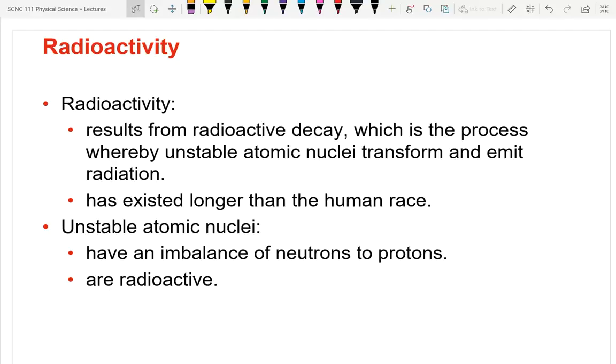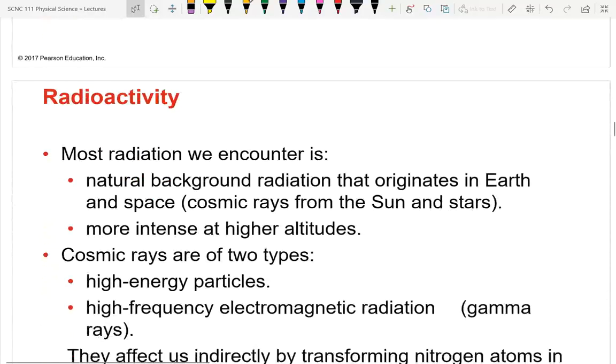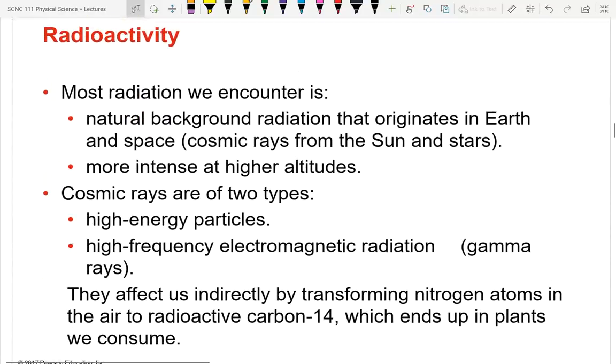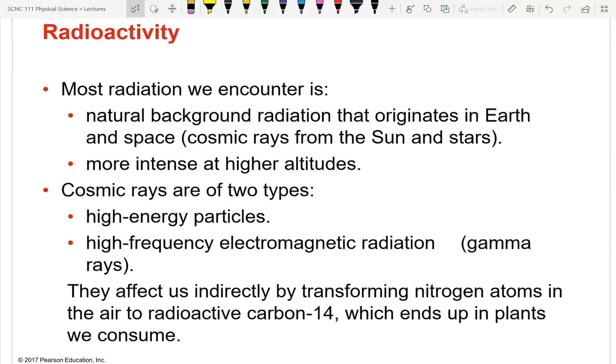So, what makes a nucleus unstable? We'll go back to the shell theory. I don't think I have this. Yeah, I don't have it here. But I'm going to talk about the shell theory. So it's not in the slide. There's nothing there about what I'm talking about.